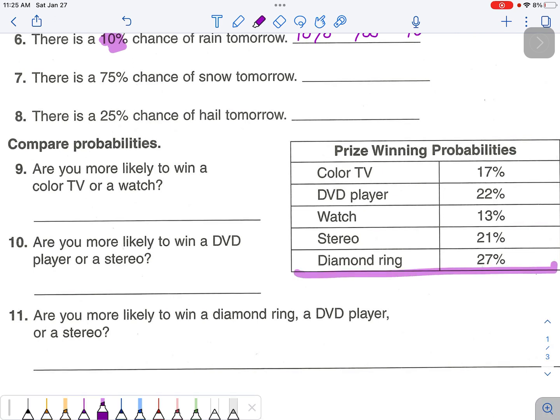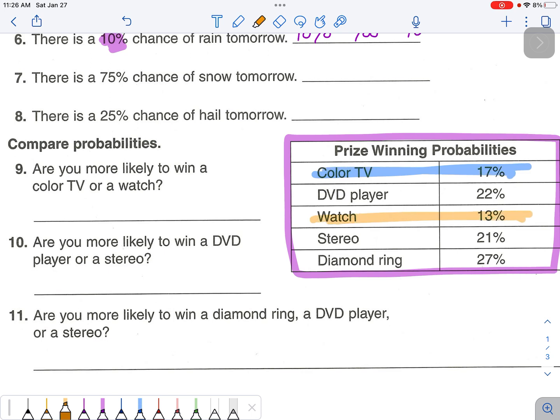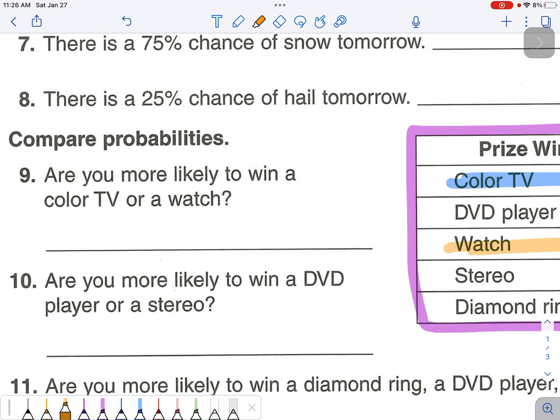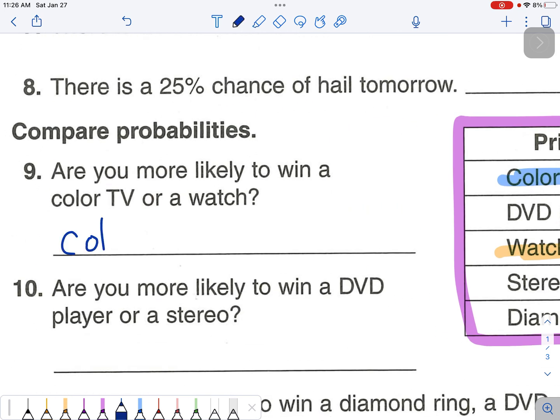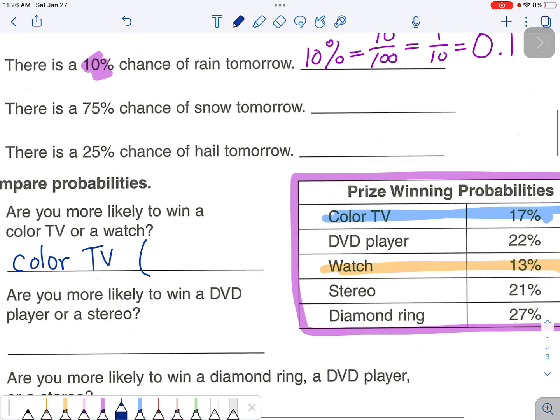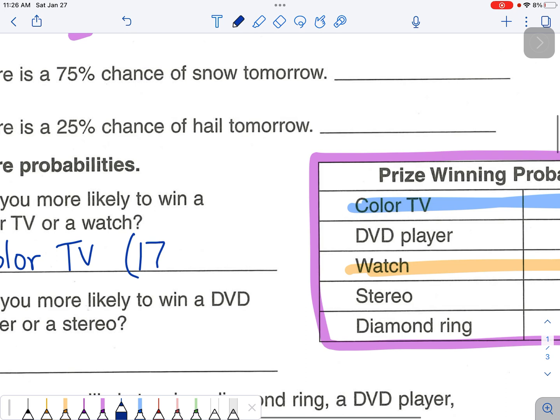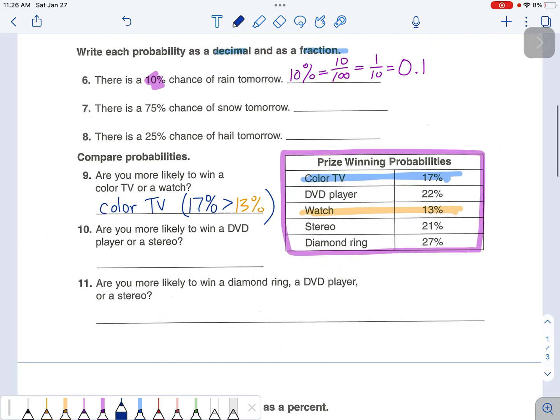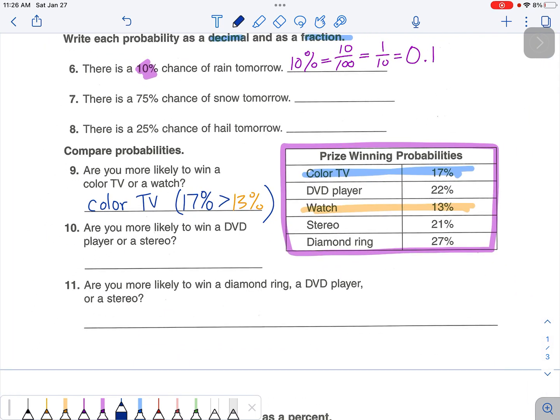So you're going to use this table here. Are you more likely to win a color TV or a watch? So here's the color TV, and here's the watch. So which one is more? The color TV. So I'm going to write color TV, and then in parentheses, I'm going to say that was 17%. 17% is greater than 13%. Okay, so that's how you do 9, 10, and 11.